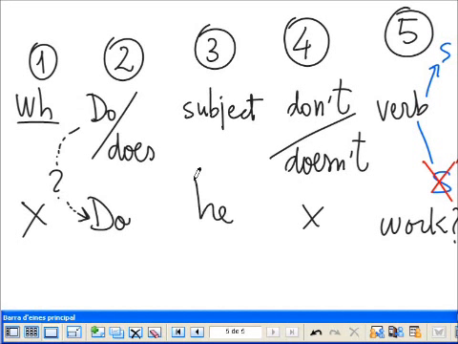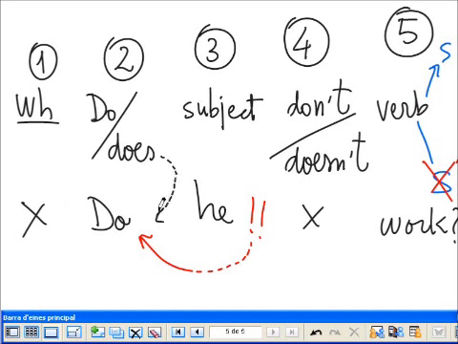Com us podeu imaginar, things change when we have the subject he. Third person singular sends an S, and it's not do, it's does. You see? Does he work? Treballa? Does she work? Treballa ella? Does it work? Treballa allò?